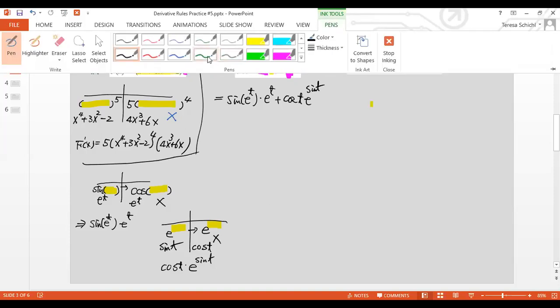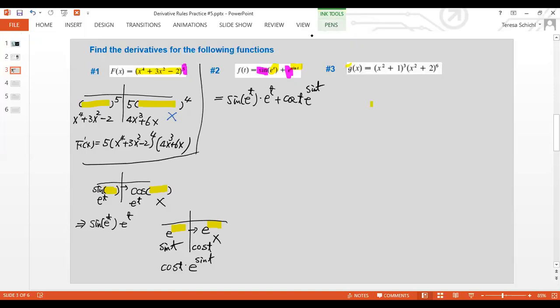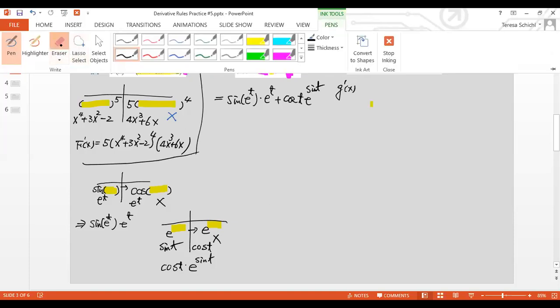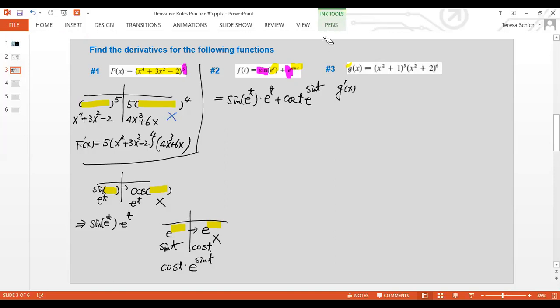Okay, so now let's take a look at these ones here. I have two functions, right? x squared plus 1 to the cube and x squared plus 2 to the 6th. For these functions, if I want to find g prime of x, what rule do I need to use? It's a product of two functions, so I need to use the product rule, correct?